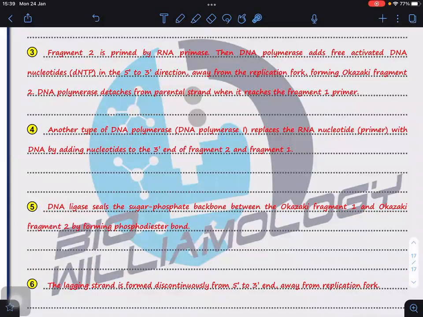Okay, so we have another type of DNA polymerase. It removes the DNA primer by adding nucleotides at the 3' end of fragment 2. So this one, no need to know. Later I will teach you how to write.